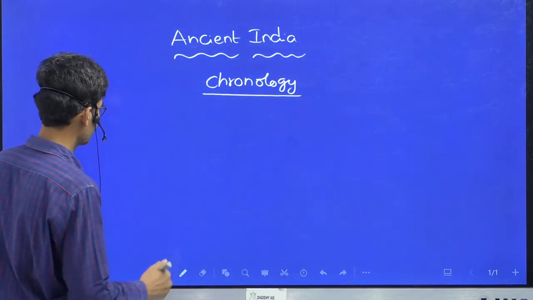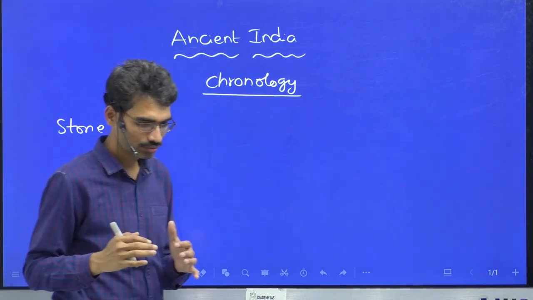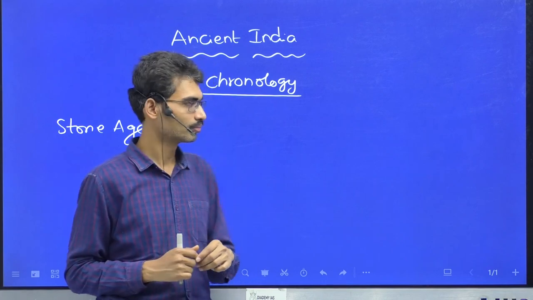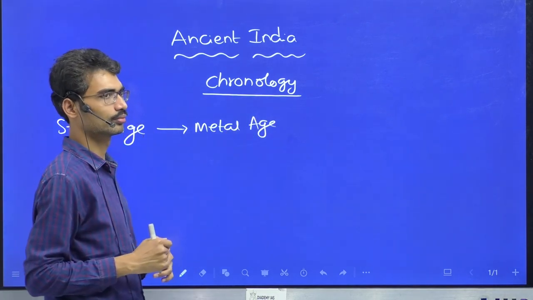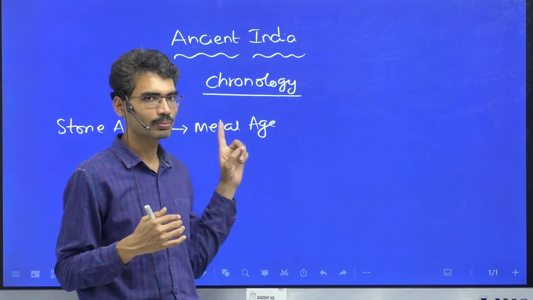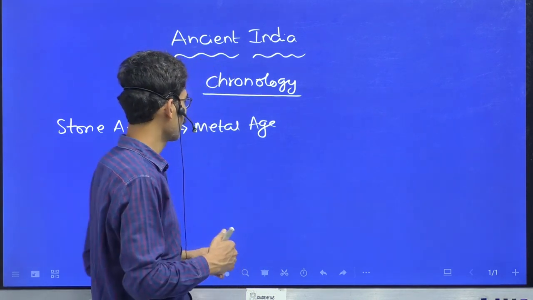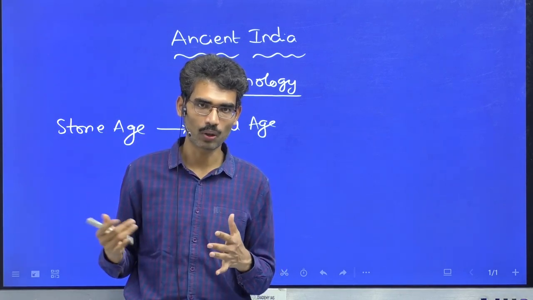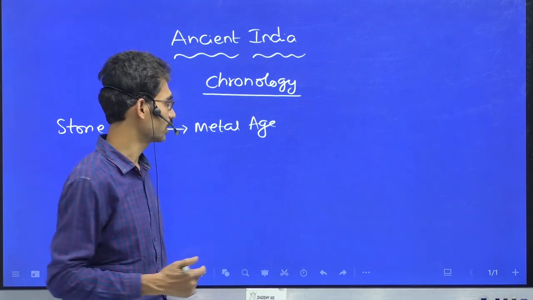Chronology. First, Stone Age. It was the age when human beings didn't know how to write. They were using stone tools for their sustenance. And after Stone Age, Metal Age. Later, human beings started learning how to use metal. Copper was the first metal used by human beings. In India also, we have certain areas where copper was utilized. After copper, in certain areas, copper was mixed with tin, which gave a new alloy called bronze. After that, people utilized iron technology, the iron metal also started being used.